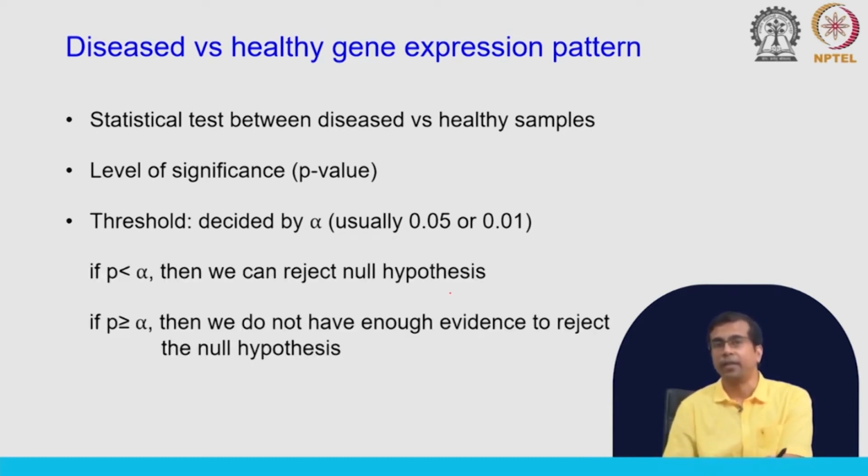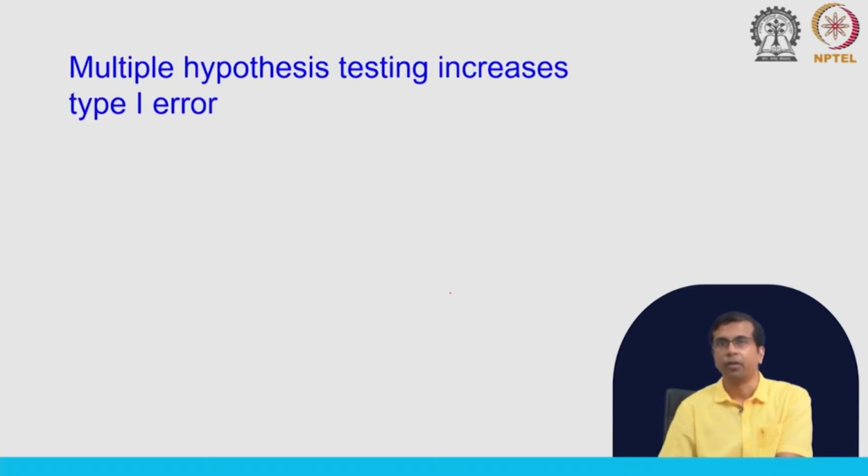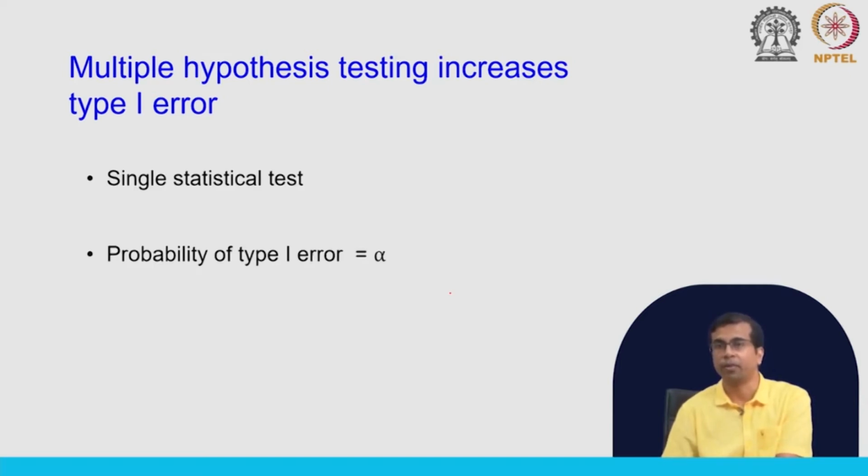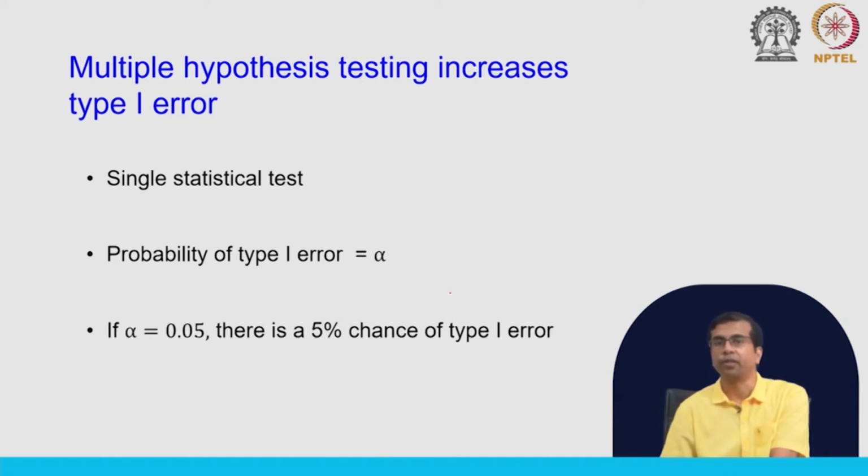If p is less than alpha, then we can reject the null hypothesis. If p is greater than or equal to alpha, then we do not have enough evidence to reject the null hypothesis. We have seen this. So, when you set this alpha, we are setting the probability of a false positive call. We want to avoid or minimize this false positive call. Imagine a single statistical test where the probability of type 1 error is alpha. If alpha is 0.05, which is usually the case, there is a 5% chance of type 1 error. If you set this to 0.01, we have a 1% chance of type 1 error.